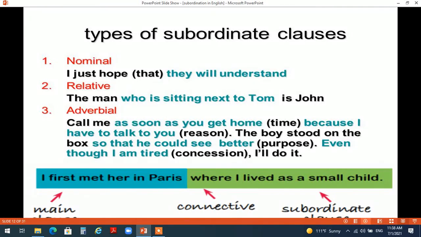And as you see in the example below, I first met her in Paris, where I lived as a small child. Here we have the second type of subordinate clause. We have a relative clause, because you have the noun Paris, which has been described by using the relative clause, where I lived as a small child. So the first clause, I first met her in Paris, will be the main or the independent clause, while the other clause, where I lived as a small child, will be the subordinate or the dependent clause.